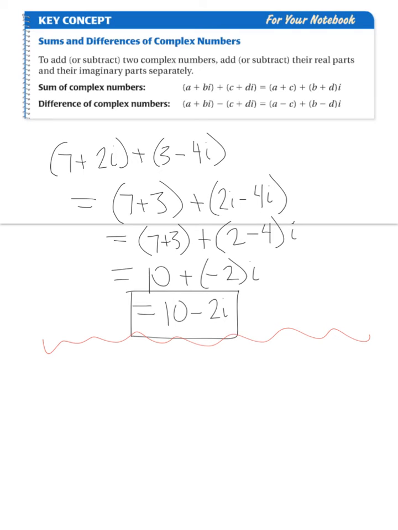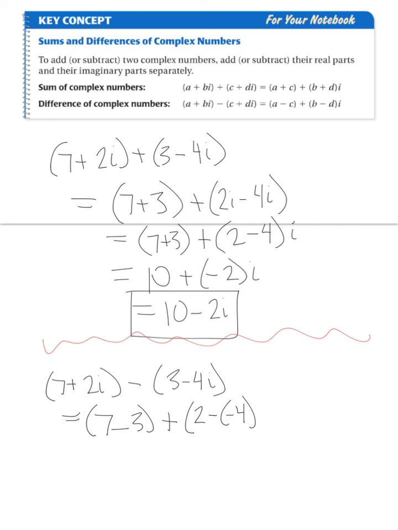So subtracting complex numbers is going to be the same way. However, we need to pay attention to our signs. So looking at the same example, except I want to subtract them. So I would take my real numbers and subtract them, and then I would add it to the difference of my imaginary numbers. So I would have 4 plus 6i as my final answer in standard form.